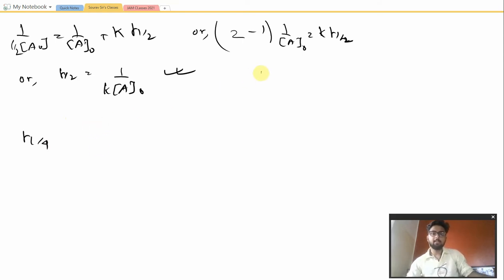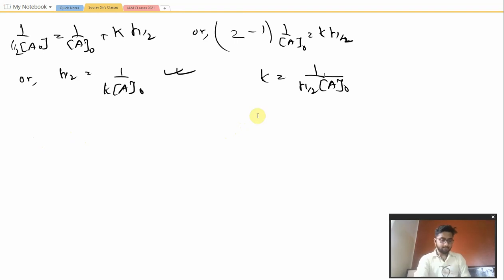Okay, so we can just write K is equal to 1 by T half into A naught, in accordance with the derivation that we did just here. Now let us write down the equation for T 1 by 4. T 1 by 4 means the time required to reduce the initial concentration by a factor of 1 by 4.